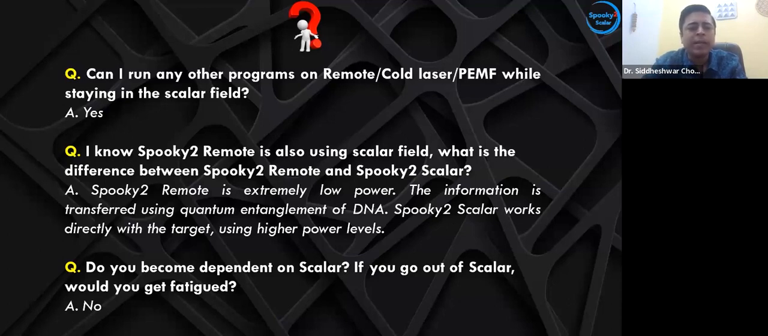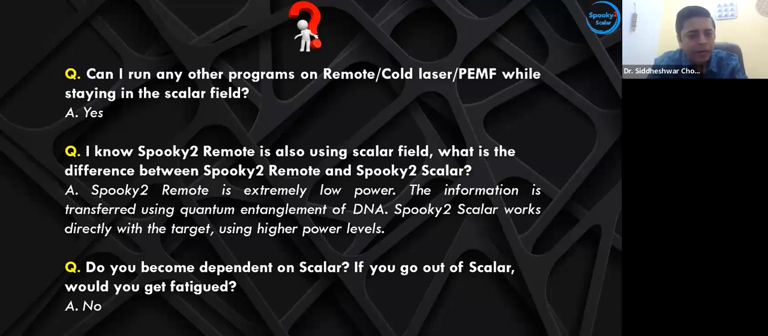Remote is basically a very low power scalar device. It does provide you the scalar field, but it is a weak scalar device, not like Scalar, which also offers you the scalar biofeedback scan. This is a very important difference.